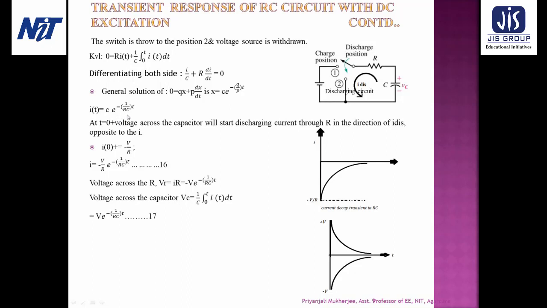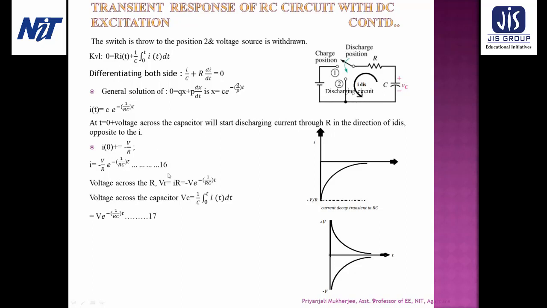Now, at t equal to 0 plus, the capacitor will start discharging current through the R in the opposite direction of the charging current. Our actual current was in this direction, the clockwise direction, but now the discharging current will start to flow in the opposite direction, that is, in the anticlockwise direction.